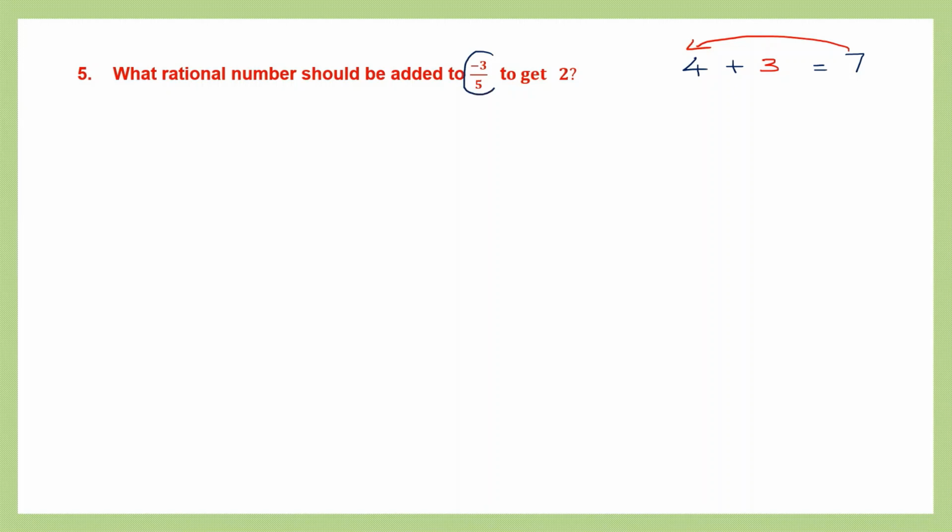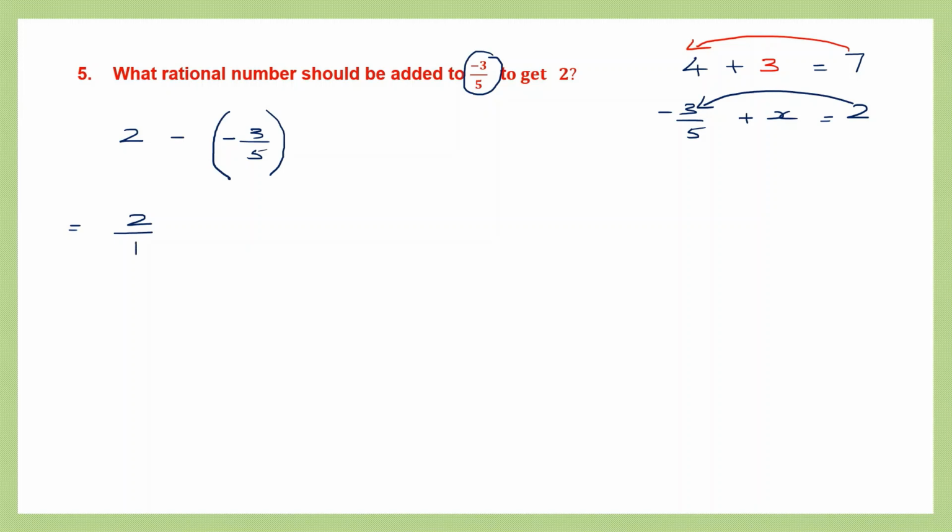What should I add to minus 3 by 5? What should I add to minus 3 by 5 to get 2? What should I add? So I'm going to do 2 minus 3 by 5. So this is how we write. So let's write it down. 2 minus, now put that in brackets because it has a minus sign, minus 3 by 5 and close the brackets. So now let's continue. 2 will become 2 by 1. Now before I remove the brackets, I need to see the sign before the bracket. If it's a minus sign, this will change. So minus 3 by 5 will now become plus 3 by 5.